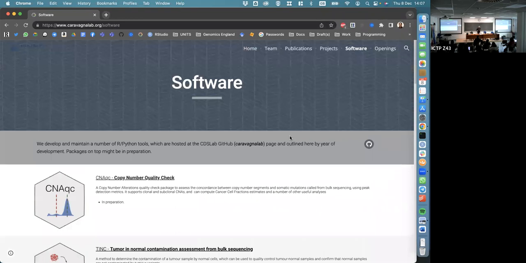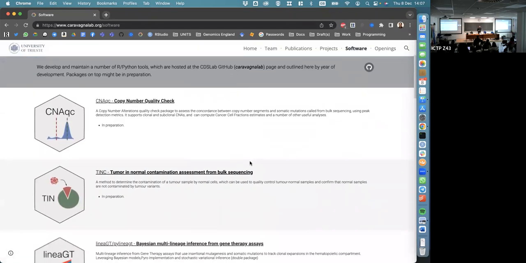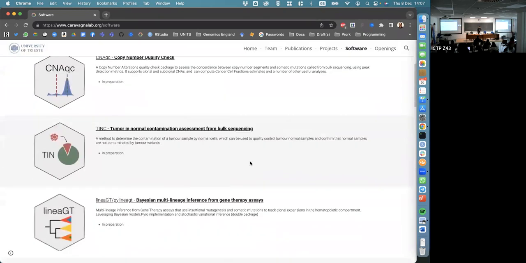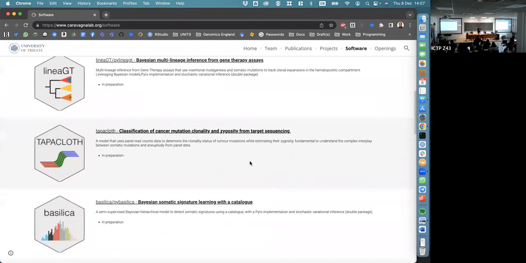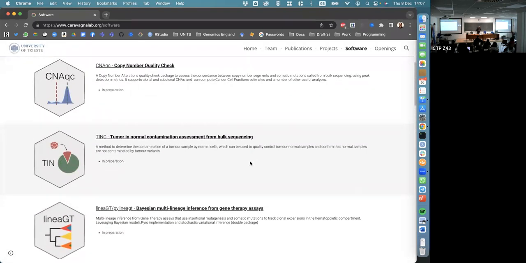What we do for a living is actually developing a number of tools that we always release to the public domain. So we have these packages, some of which are going to be discussed over the next lectures. Most of them are developed in R.